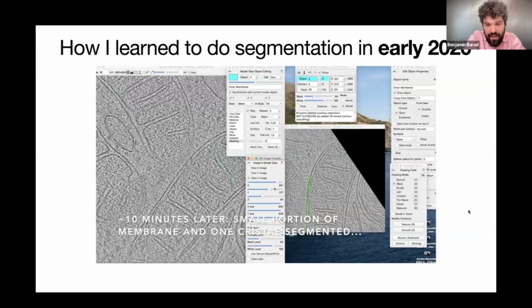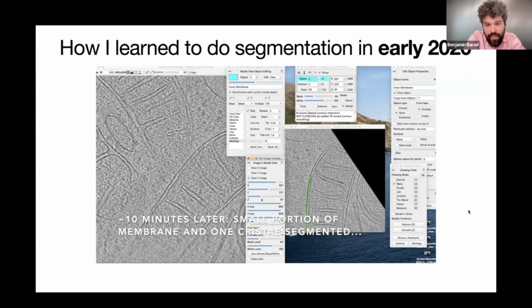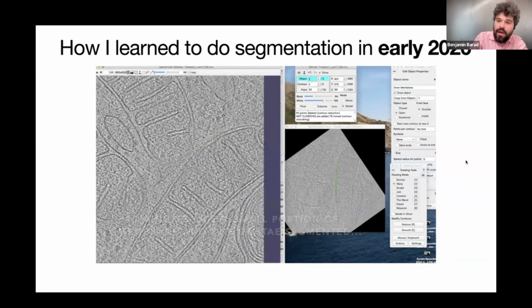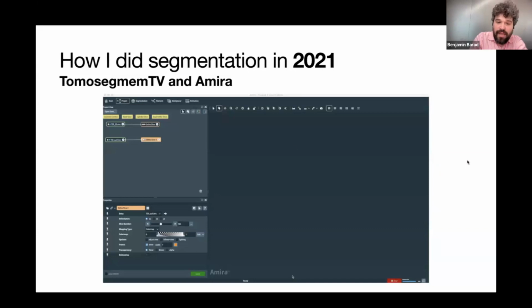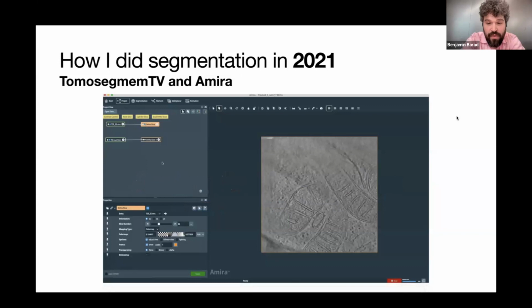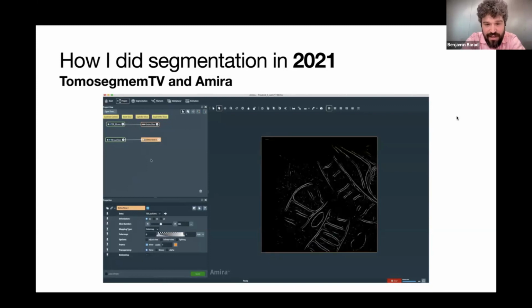And thankfully, Ben Engel, who at the time was at BioZentrum, was willing to share their protocol for segmentation with me. And that's what we used for our paper. And this is using Amira. So I'm going to do sort of a more modernized version of this as a demo once we're done.